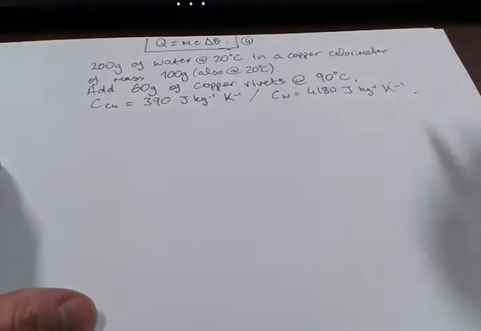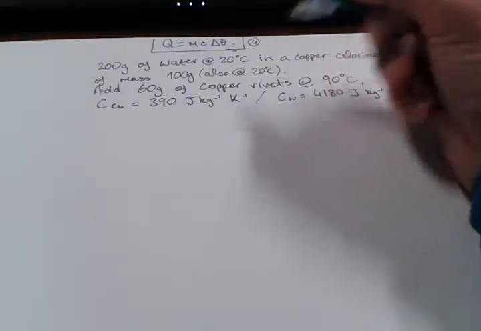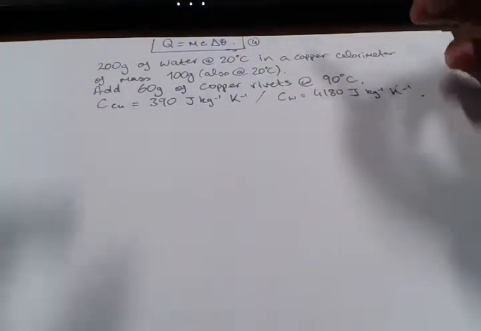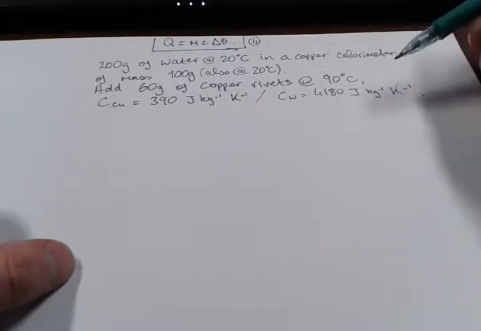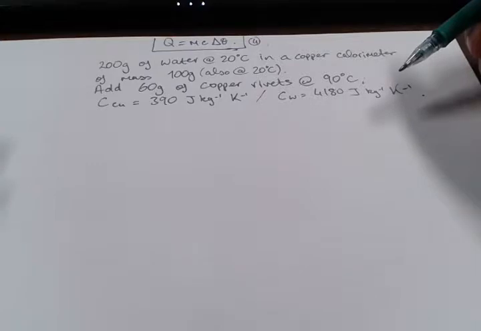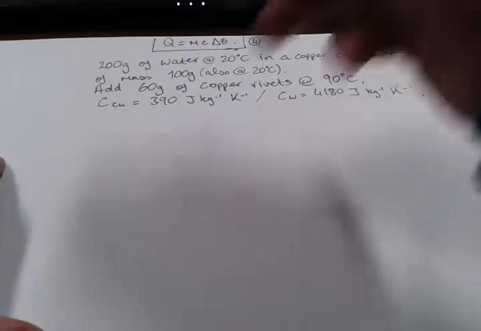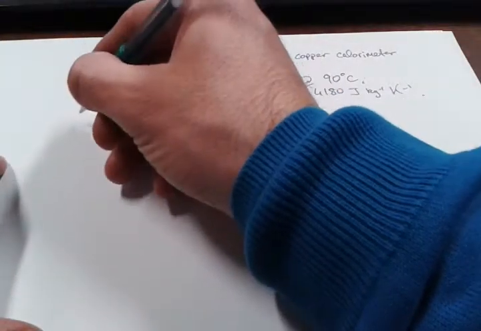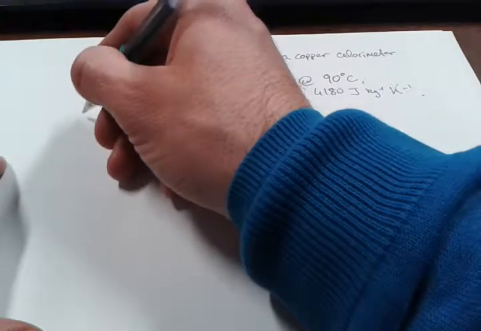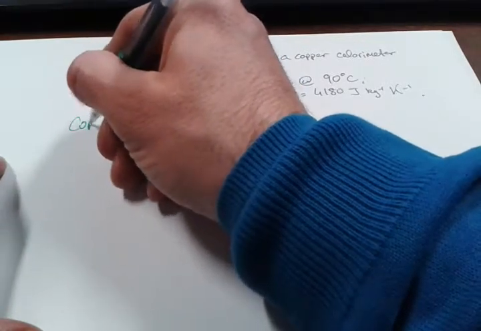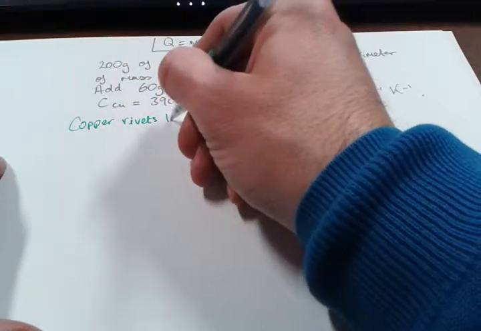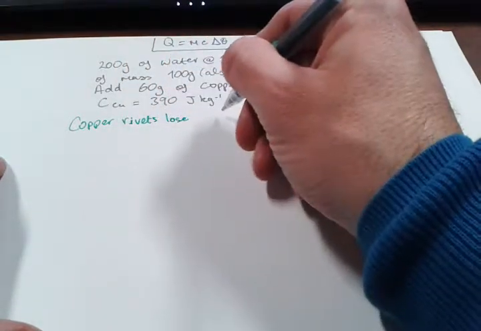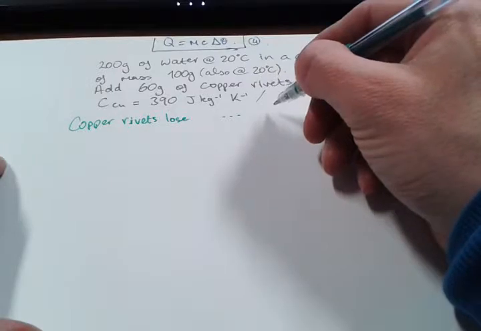Again, we need to start at a point where we say, well, what's lost heat energy in this experiment if we take this to be an experiment? Well, the copper rivets are at 90 degrees Celsius. They're going to lose heat energy to the cooler thing, to the water, and so on. So what loses heat energy? The copper rivets lose heat energy.